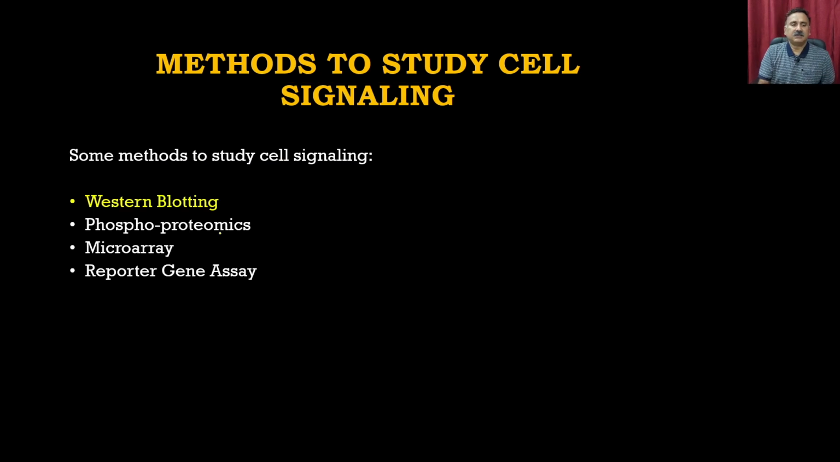Talking about the methods, we actually have four different methods. We have Western blotting, phosphoproteomics, microarray, and reporter gene assays. The applicability and the context in which you can use any of these methods are very different, right? In some cases, you can use Western blotting. In some cases, phosphoproteomics. In some cases, you can do microarray. And in some cases, you can use a reporter gene assay.